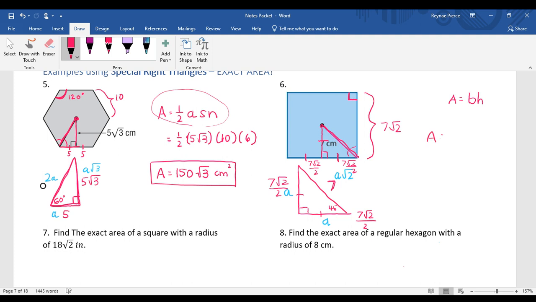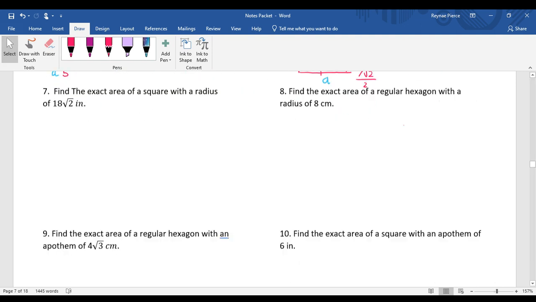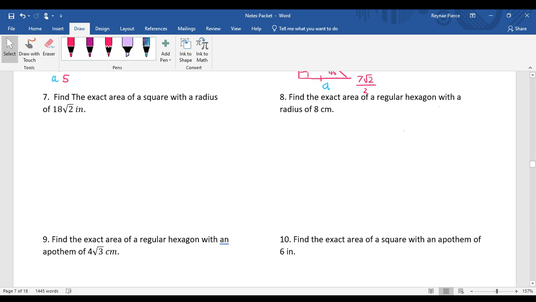So to find the area, I'm going to take 7 radical 2 times itself because the square has 4 congruent sides. And when I do that, I get an area of 98 square centimeters. We're going to do examples 7 and 8 together. I want you to try 9 and 10 on your own.